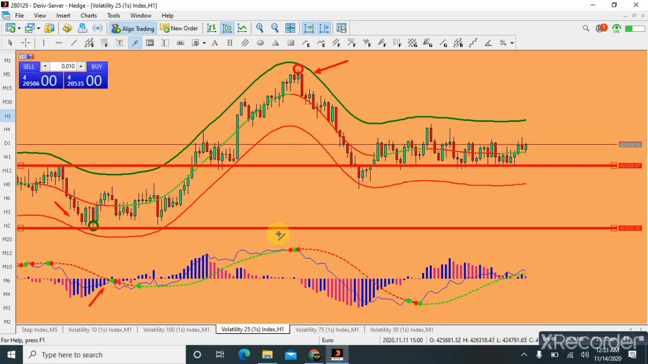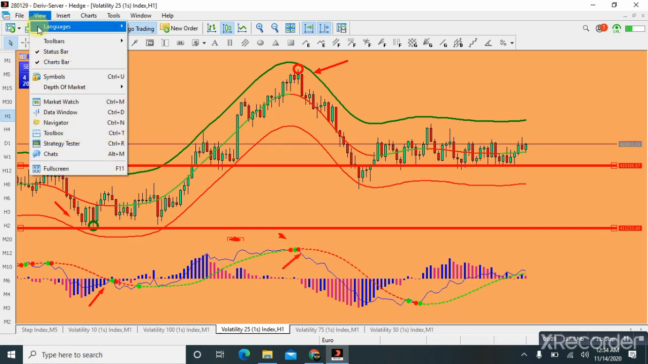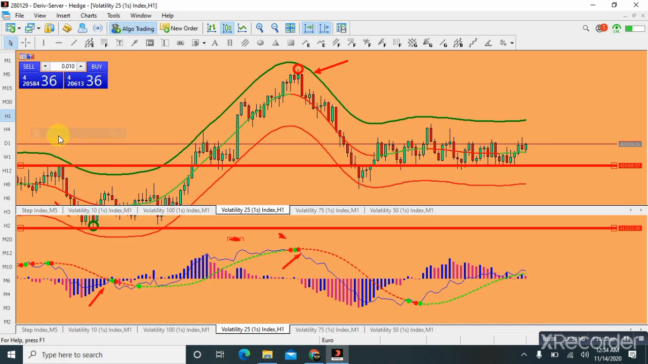Now let's see a live example using this system, whether it's really effective, whether it's really working or not. So this is the M1 time frame. I'm going to make quick pips. This one is showing that the market is going down. Let me open the Step index. Now it's showing that the market is in a sell position and the market will go down.